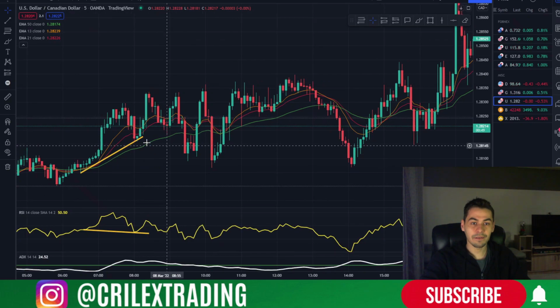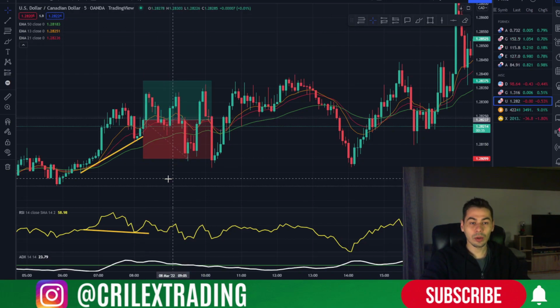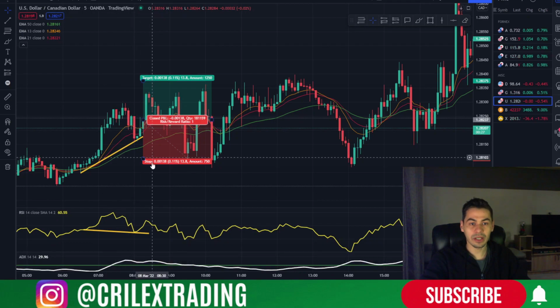In this case, I think the confirmation would be these three green candles, including this nice bullish candle. So this will be our entry right here. As you can see, all the conditions are met. So again, hidden bullish divergence, we are in an uptrend, and the ADX agrees with us being over 21.